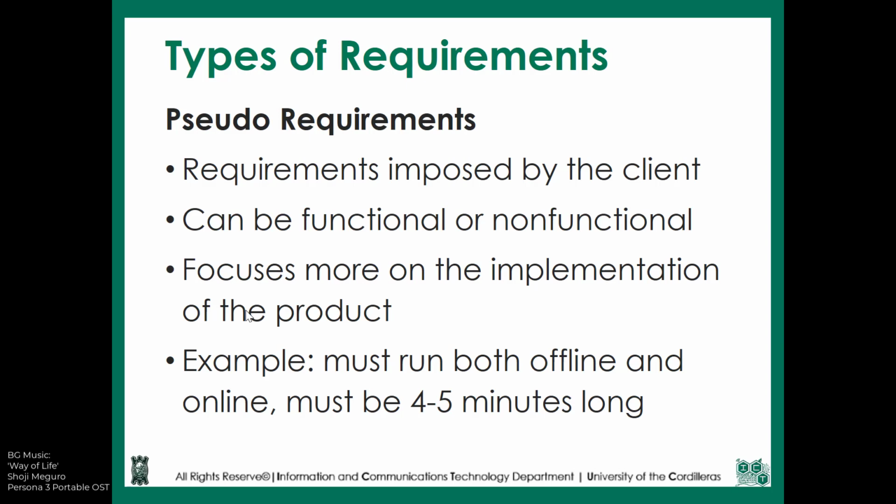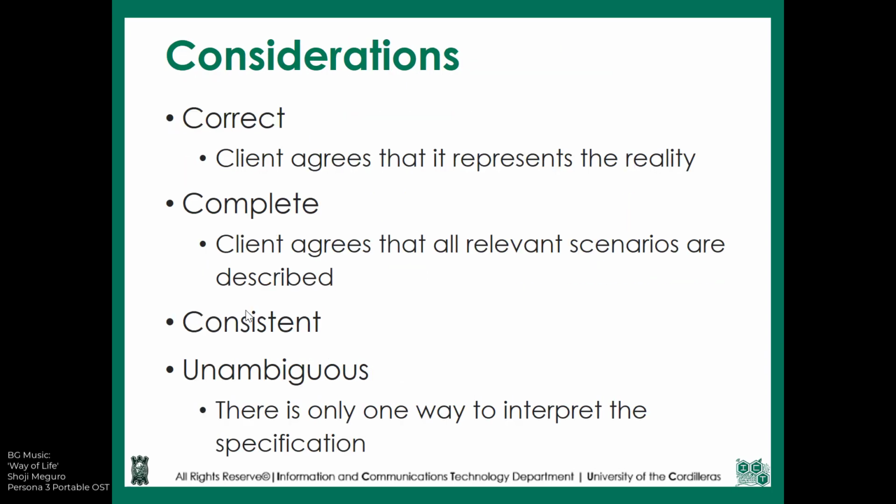So for example, let's say the client wants it to be around 4 to 5 minutes long. Regardless of your content, regardless of your quality, you need to be able to place so much information only in 4 to 5 minutes. It can also be that it must run both offline and online. Maybe the system is much better if it's done online. It doesn't matter. It has to work both offline and online.